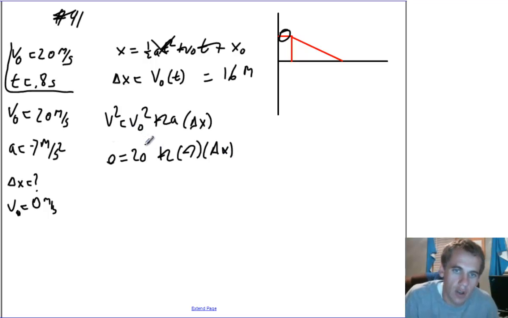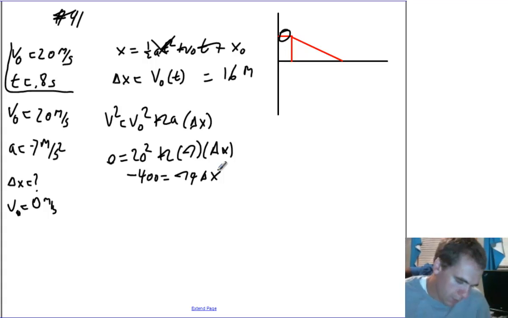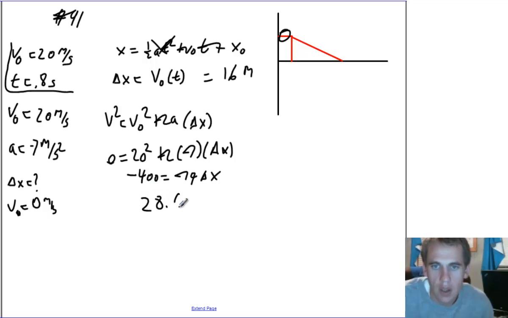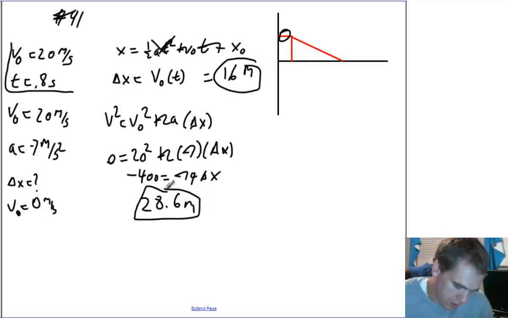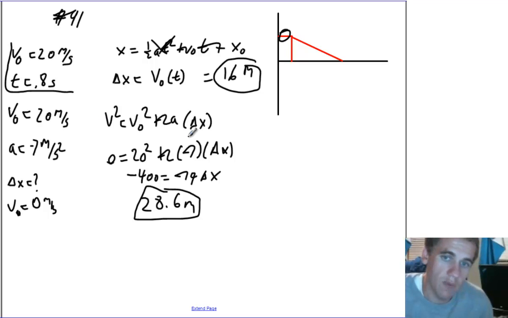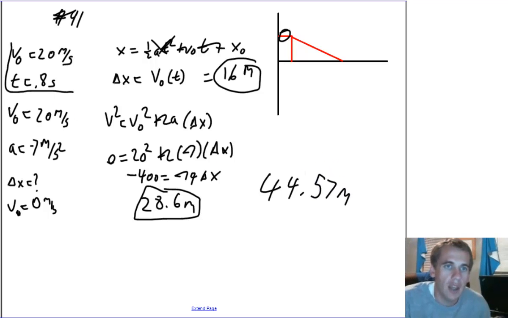So 20 squared is 400. We subtract it over and we get -400 equals -14 delta x. Divide both sides by -14 and we get 28.6 meters. Okay? Our 16 meters from up here plus our 28.6 meters down there tell us that she moved a total of 44.57 meters. Alright. And finally, I said I was going to do question number 112.